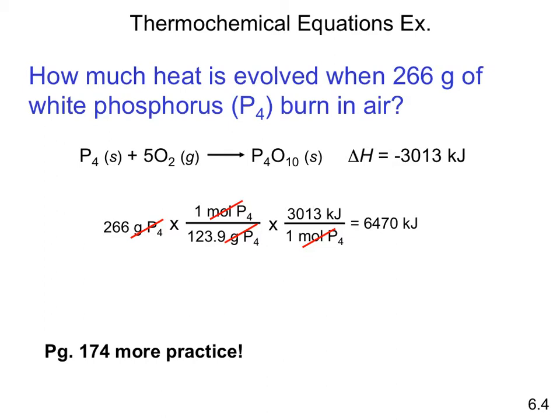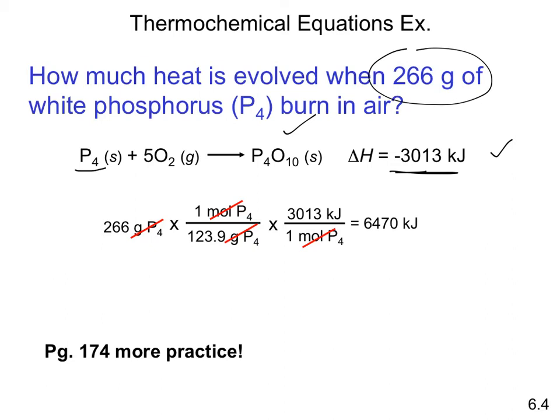So let's go ahead and look at a little practice problem here using thermochemical equations. The question here asks us how much heat is evolved when 266 grams of white phosphorus burns in air. In this case, the first thing we need to do is find our thermochemical equation that interrelates the burning of white phosphorus to give us our phosphorus oxide product. So we found that thermochemical equation. We have a very specific enthalpy value that goes along with this reaction.